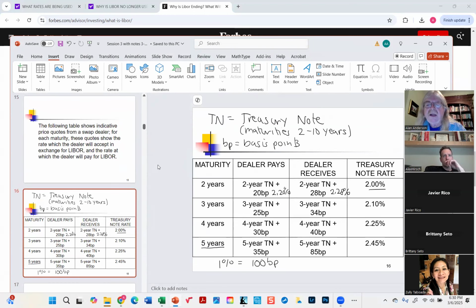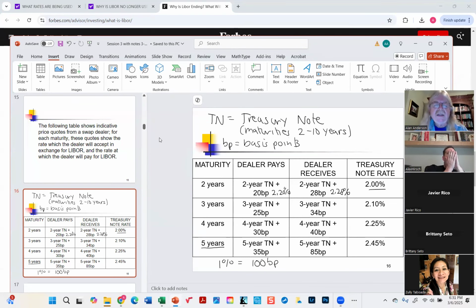And now, in actual practice, though, you might see something like this. Let's say you're interested in entering into a swap and you contact a dealer. And they say, well, here are the quotes we have for you. So we'll take either side of any of these swaps. We'll either pay floating or pay fixed. It doesn't matter to us. But be aware that at this point in time, the rate that we charge or will pay comes from this table. And you can see for the different maturities, we have 2-year treasury notes actually, and then some spread.